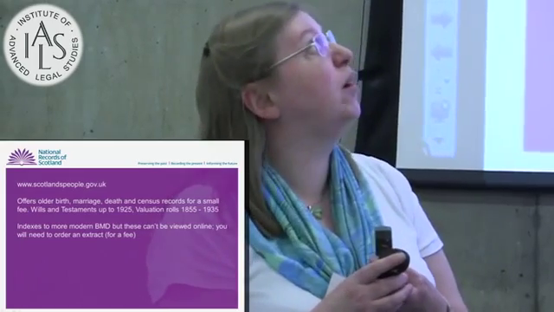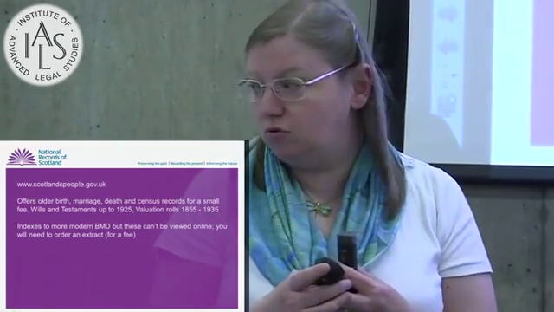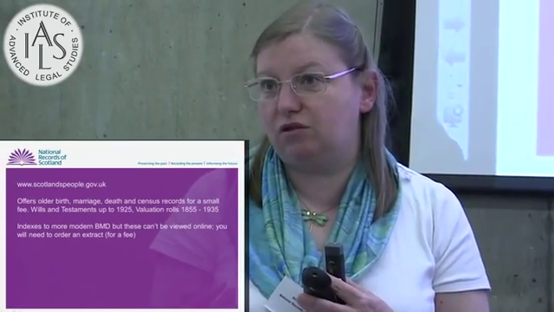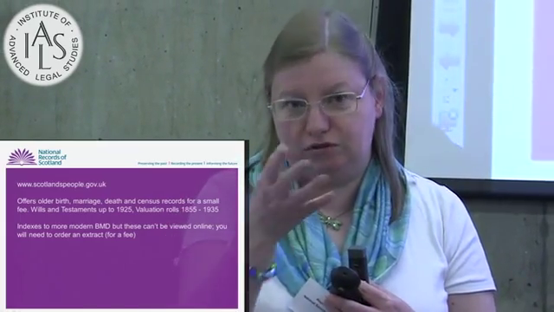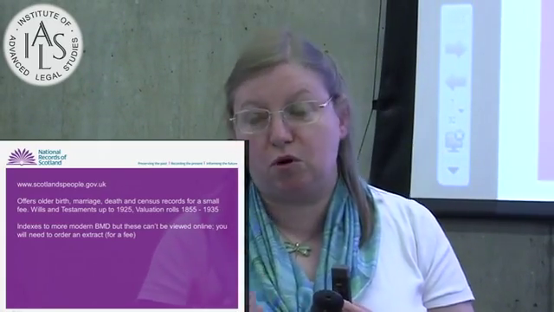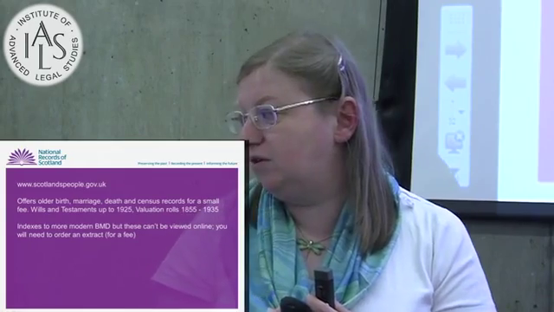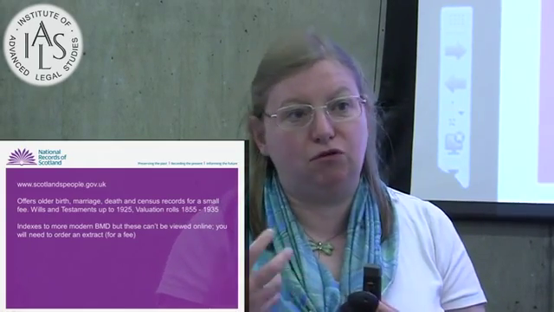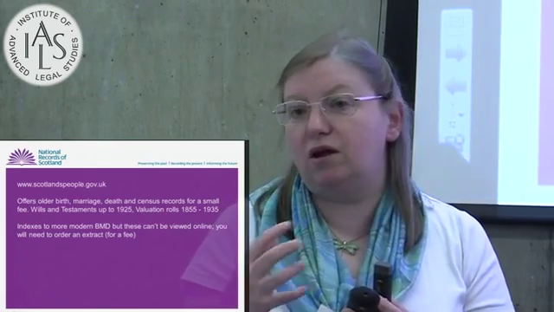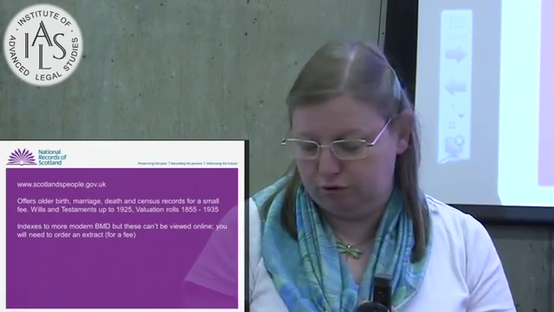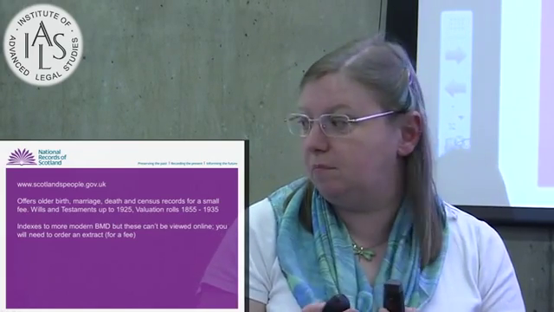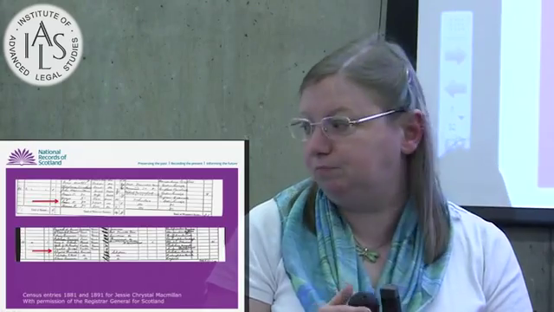We have a paid website, scotlandspeople.gov.uk, which will let you have access to older birth, marriage, death and census records for a small fee. Wills and Testaments is similar to what David was talking about, up to 1925, valuation rolls, which are property records from 1855 to 1935. So if you're working on a person, you'll probably want access to that kind of information. There are indexes also on it to more modern birth, marriage and death records, but they can't be viewed online. You would need to order them, again, for a small fee.